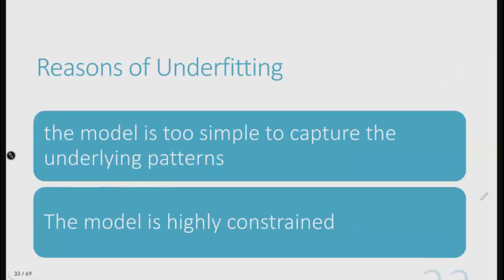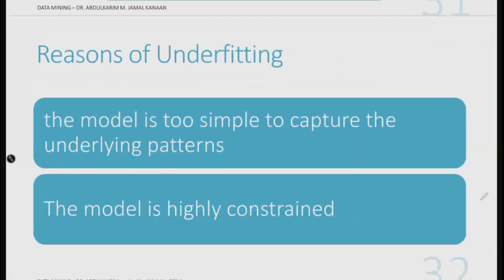So, reasons behind underfitting: the model is too simple to capture the underlying pattern. Like if I bring a primary school student and put him beside degree students. His brain model of complexity is simple, too simple to comprehend complex course materials. So similar thing: too simple to capture the underlying patterns.